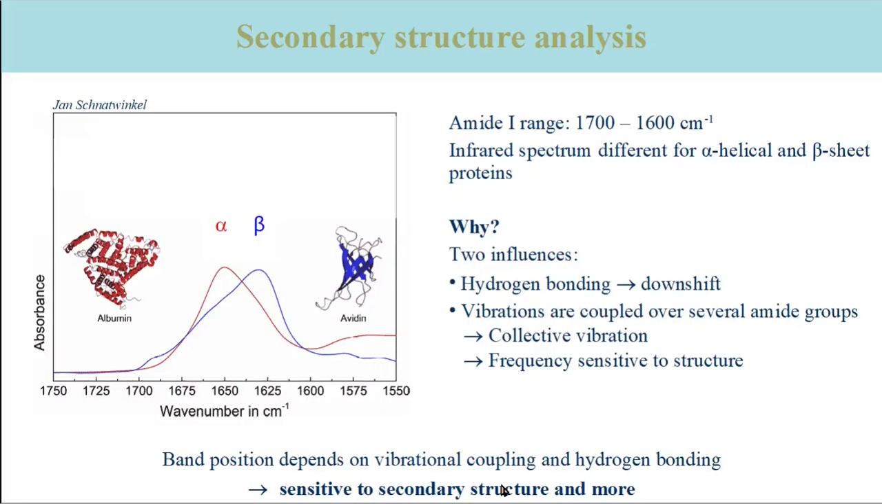Summarizing what was said so far, the absorption in the Amide 1 range of the infrared spectrum is used to analyze the secondary structure of proteins. Two influences are important for this structural sensitivity: hydrogen bonding and the coupling of Amide 1 vibrations of several amide groups. These influences determine the band position of the Amide 1 band and make it sensitive to secondary structure. But not only to secondary structure, as we will see at the end of this section.